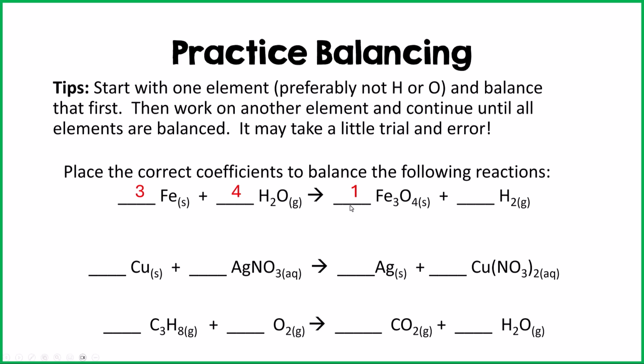Let's see if we can balance hydrogen. We have 8 hydrogen atoms on this side, since this is 2 hydrogen atoms and we're multiplying that by the coefficient, which is 4. So we have a total of 8 hydrogen atoms. And in order to get 8 on this side, we're going to need to put another 4 here, since 4 times 2 gives us 8 hydrogen atoms. So now our iron, hydrogen and oxygen are all balanced. So this is a balanced chemical equation.